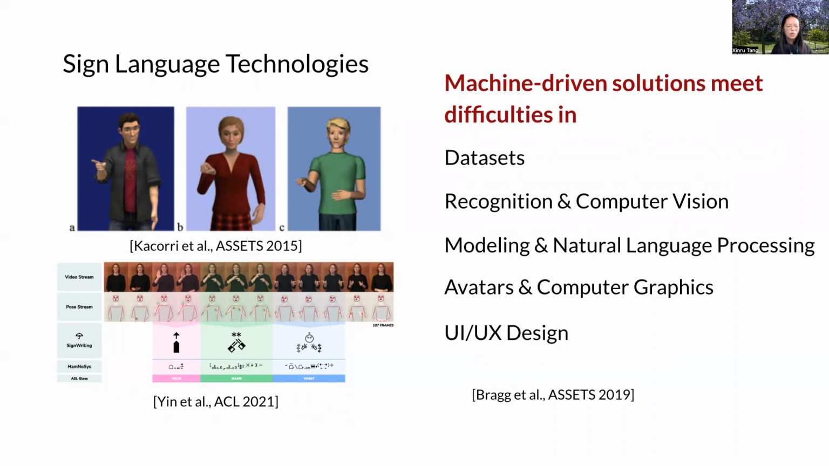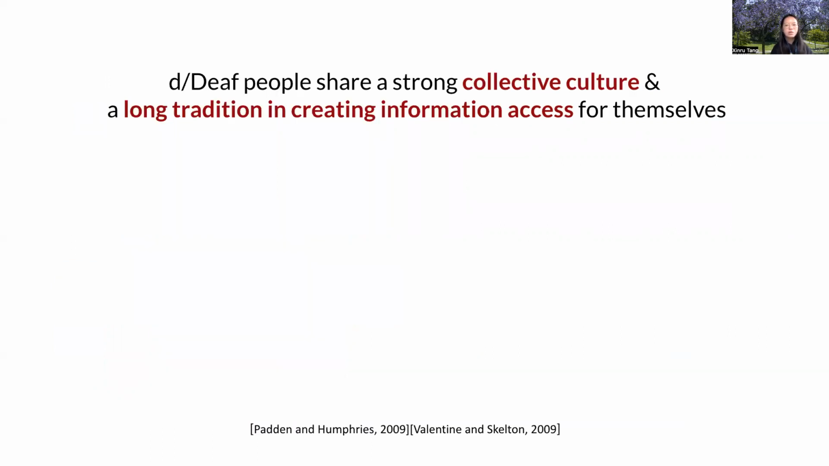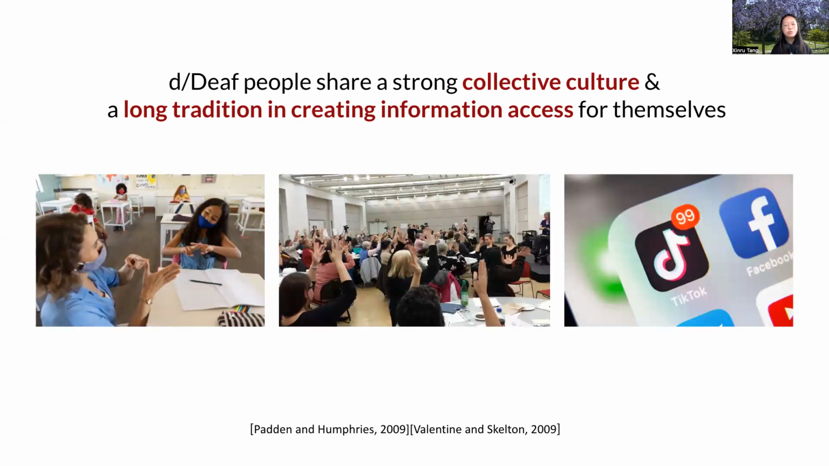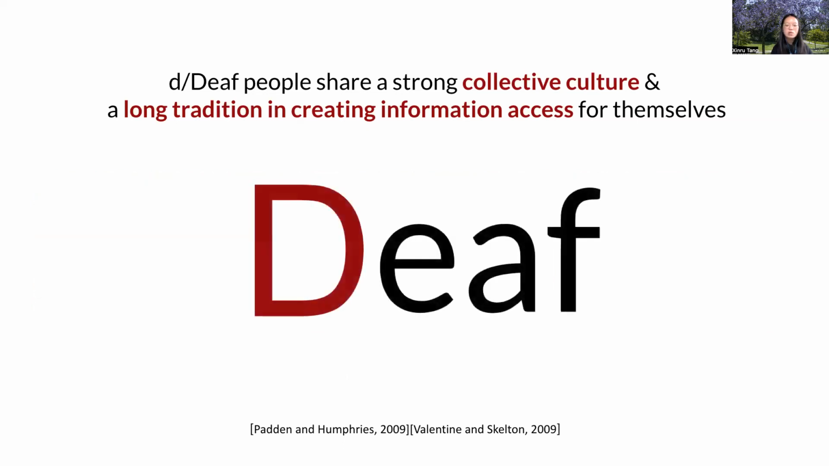As machine-driven solutions face challenges, we were curious about information practices within deaf communities because deaf people share a strong collective culture and also a long tradition in creating information access for themselves. Deaf schools, clubs, and online social networks are all important places for information diffusion in the deaf world. As a symbol of community connectedness, deaf people often capitalize the letter D in deaf to emphasize their cultural identity of being part of the deaf community.